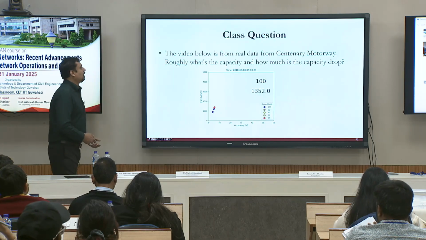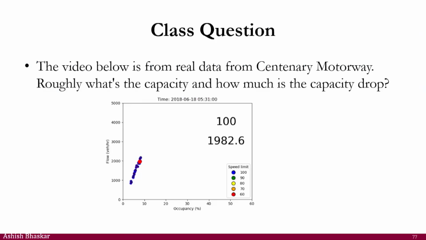Okay. This question I think you can easily answer. But roughly, what is the capacity drop here? How much is the capacity drop? That should be this one, right?